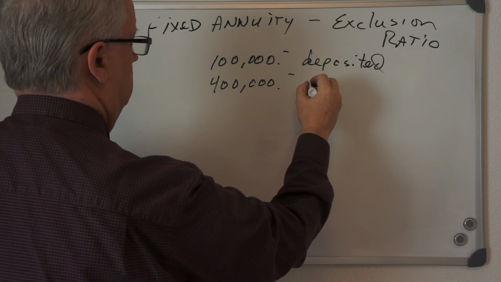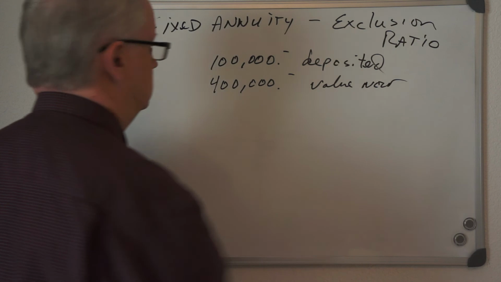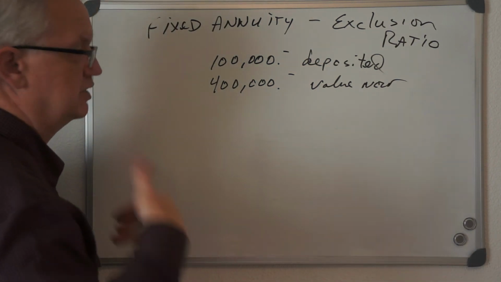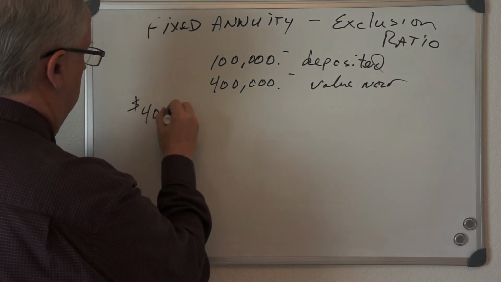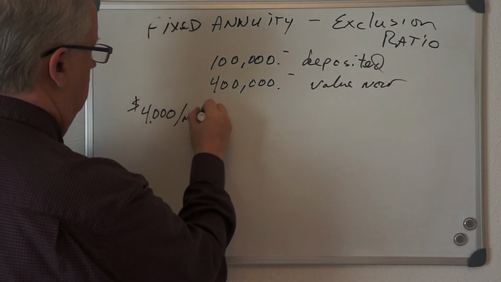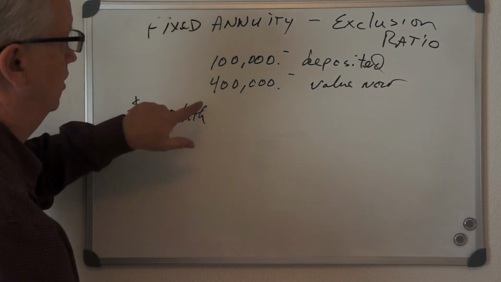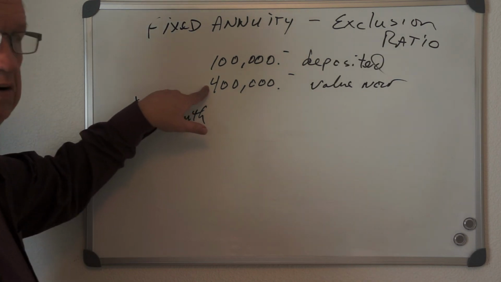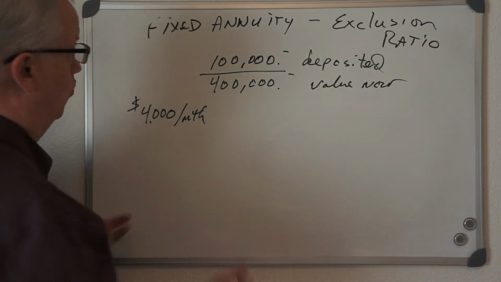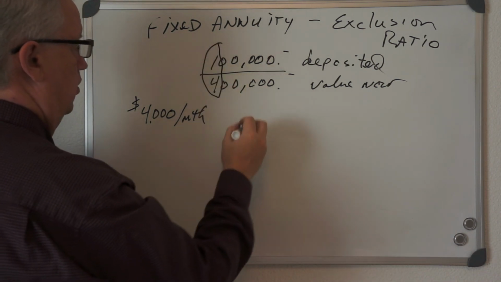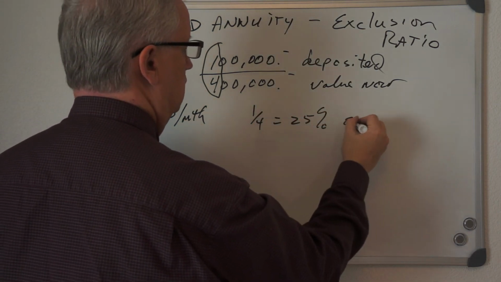He now wants to annuitize. He calls up, he says, Greg, how much can I get? I say $4,000 a month. Great. How much of that is taxable? I'm going, okay, you put in 100. It grew to 400,000 now. There's the formula: 1/4. 1/4 equals 25% exclusion.